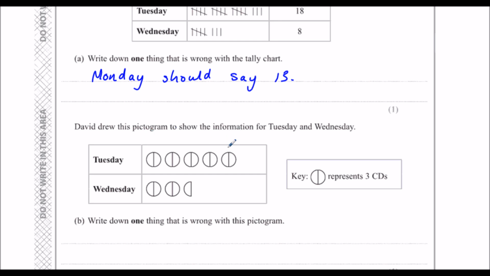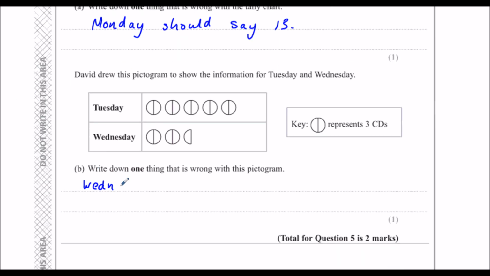David drew a pictogram to show the information for Tuesday and Wednesday with this circle representing 3 CDs. Write down one thing wrong with the pictogram. So on Tuesday, we've got 3, 6, 9, 12, 15, which is wrong. And on Wednesday, we've got 3, 6, and then this must be 1.5. So 7.5, which is also wrong. So we could pick either of those.